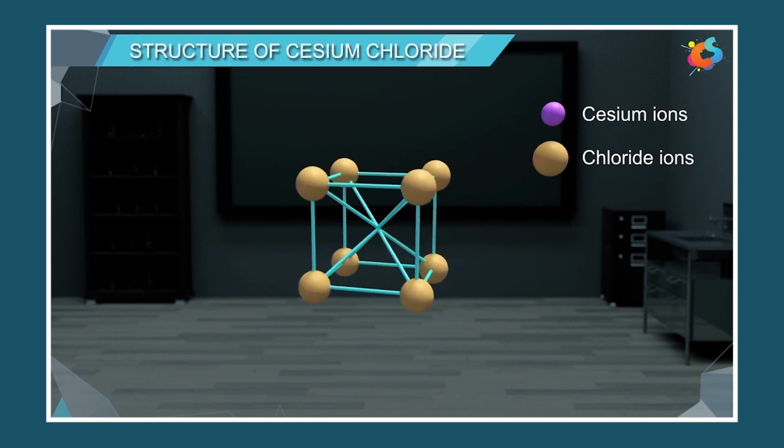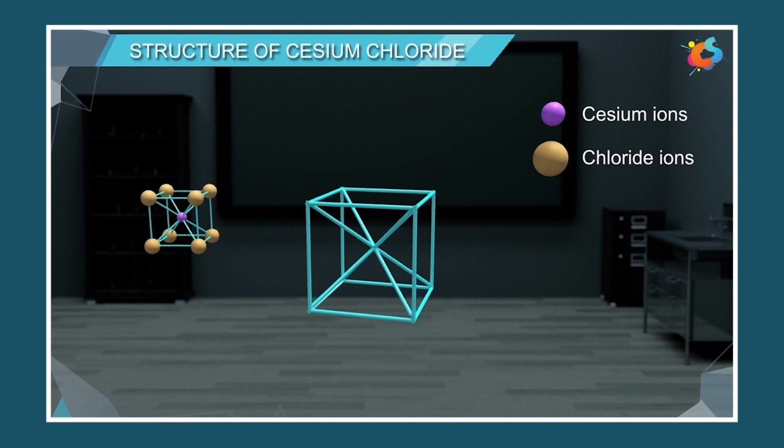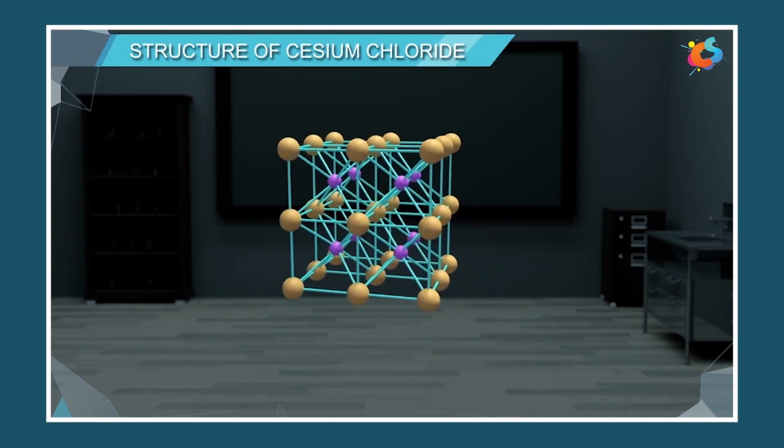The main features of CsCl structure are: it has a body centered cubic lattice, that is BCC arrangement. Here the chloride ions are present at the corners of the cubic lattice, while cesium ions are present at the center of each cube. The radius ratio is 0.943. The value suggests a cubic arrangement of Cl minus ions around the cesium ion.